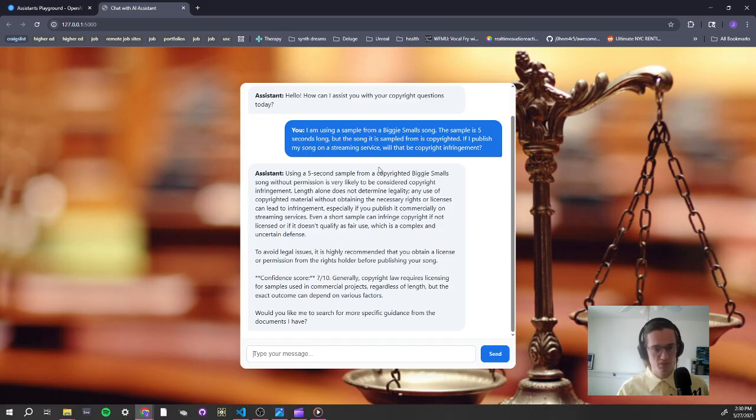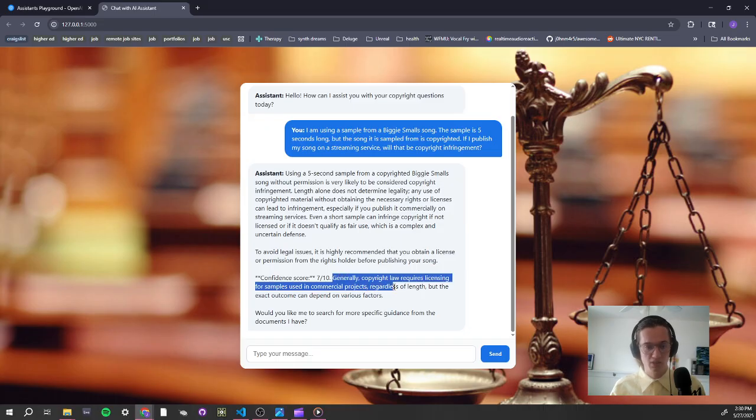Using a 5-second sample from a copyrighted Biggie Smalls song without permission is very likely to be considered copyright infringement. Length alone does not determine legality, which is very helpful, because there's this myth that if you use less than 10 seconds of somebody's song, that it's not copyright infringement, which, of course, is a myth. And it's also telling us that it's sort of in a gray area, because there is a potential that the way in which you're using it is fair use in some way. It really depends. And it's giving us a confidence score of 7 out of 10.